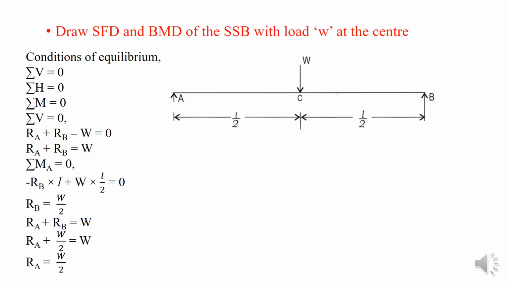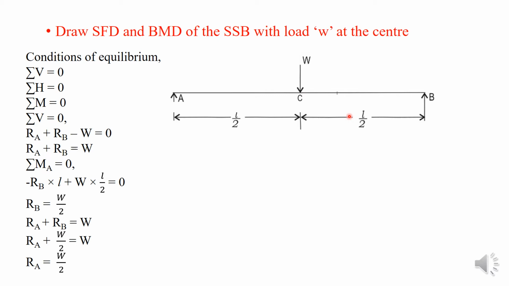Okay, so let's see the first question. Draw SFD and BMD of the simply supported beam with the load W at the center. So here you can see a load which is acting at the center of a simply supported beam. The total length of the beam is L, so that AC is L by 2 and CB is L by 2. So before moving on to SFD and BMD, we have to solve for RA and RB.